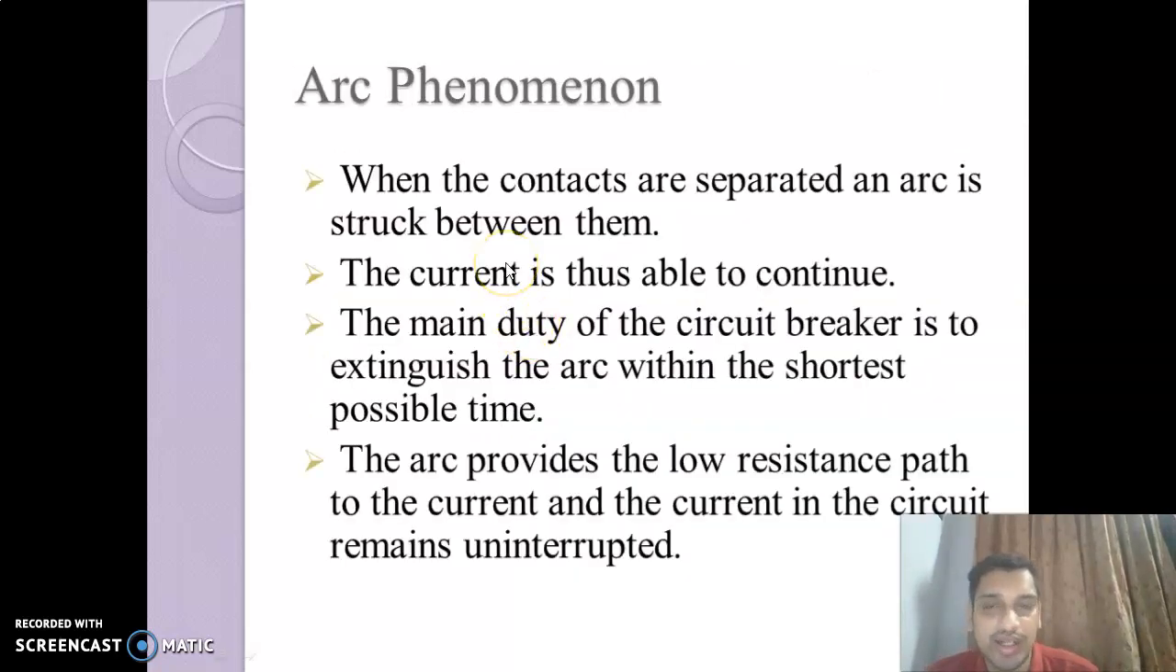Then, I already explained the arc phenomenon. It's nothing but when the fault occurs, the contacts get separated so that an arc is struck between the contacts. At that time, the short circuit current is able to continue through the circuit. So the circuit breaker's duty is to extinguish the arc within the shortest possible time, because the arc provides a low resistance path so that current flows through the circuit breaker. The circuit breaker should extinguish the arc as soon as possible.